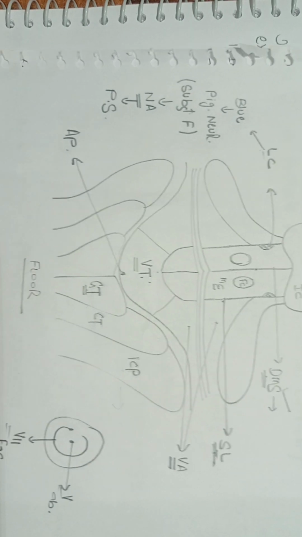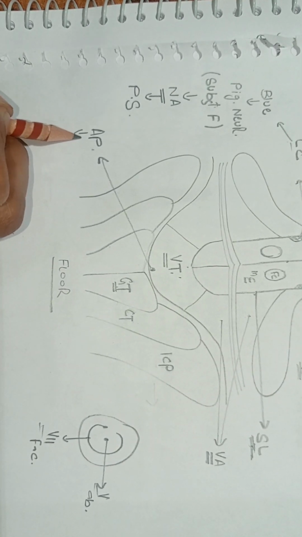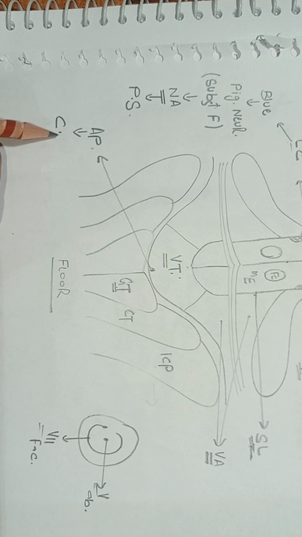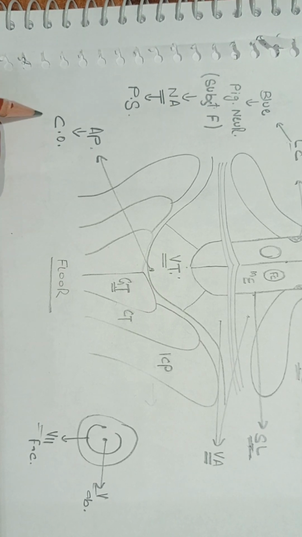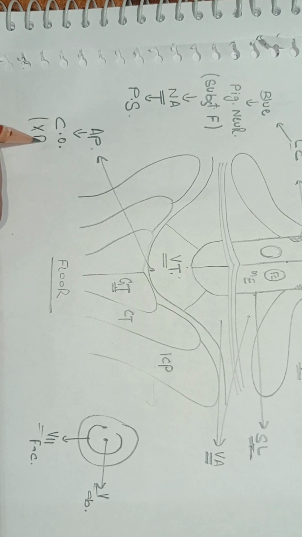Area postrema. What is area postrema? It is a circumventricular organ. Circumventricular organs are those organs which do not have a blood-brain barrier.